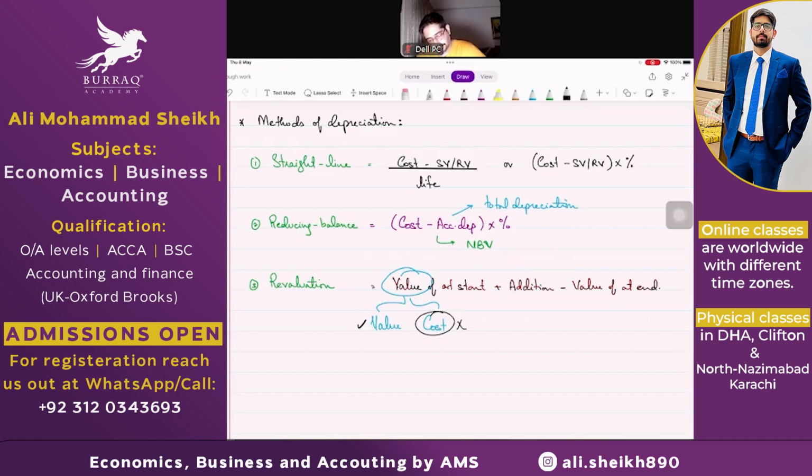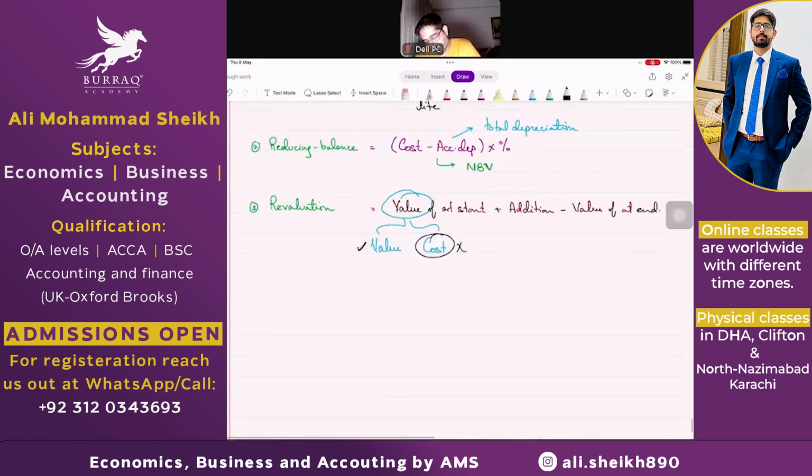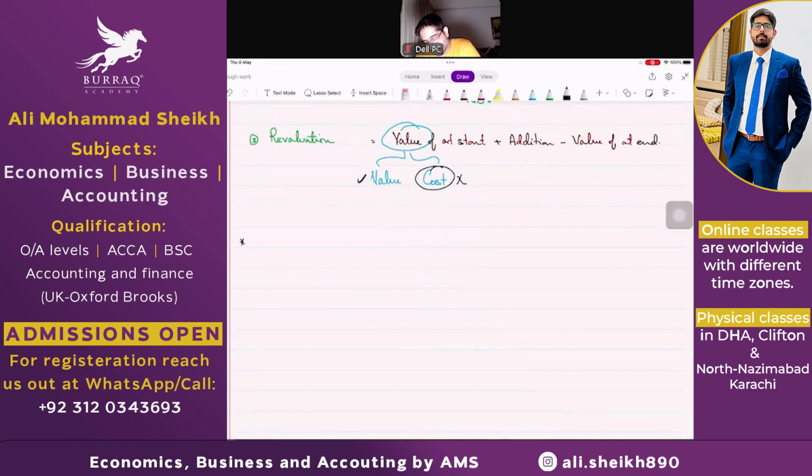Next up is the general entry. What is a general entry? That is passed in the financial statements after charging provision for depreciation. Debit column, credit column. Depreciation is an expense. Provision for depreciation is an expense.